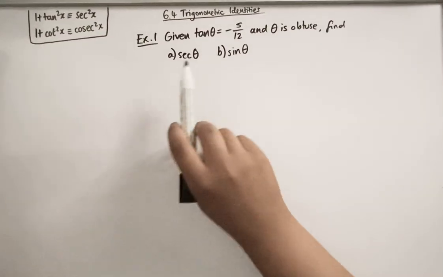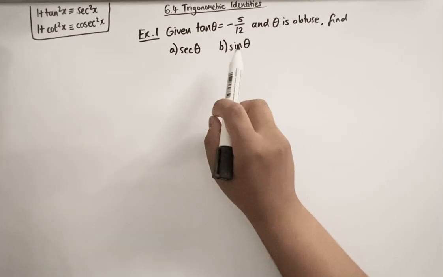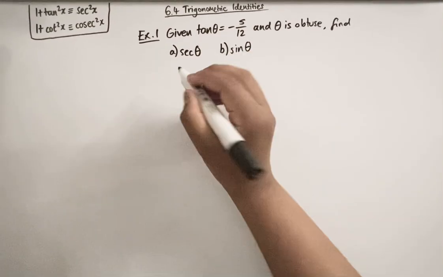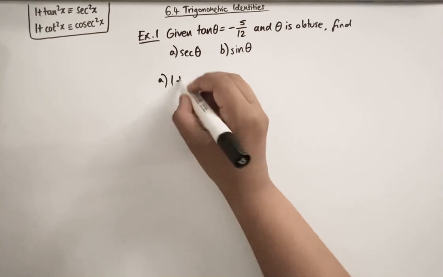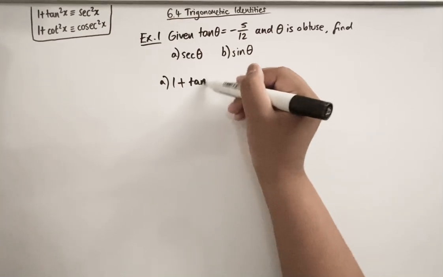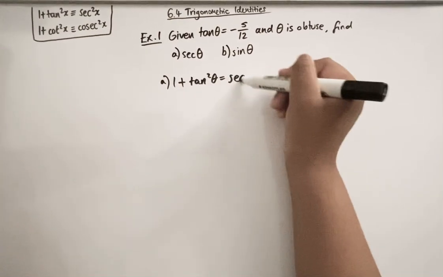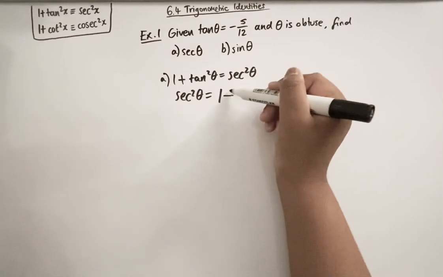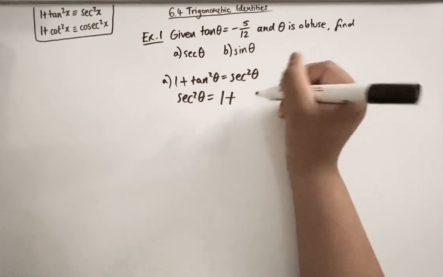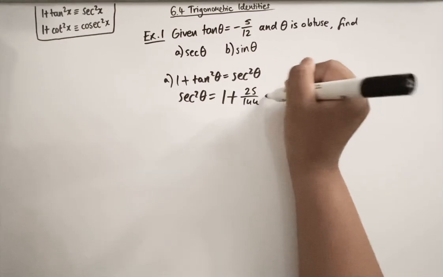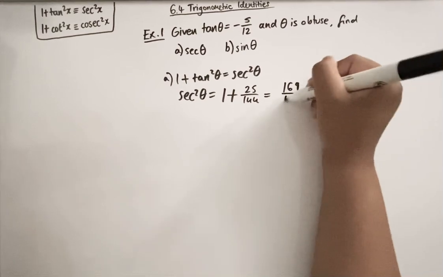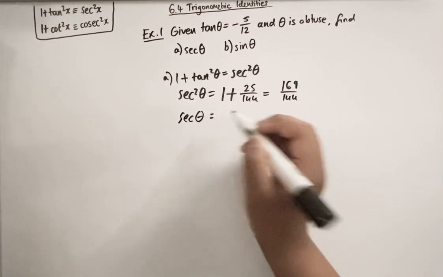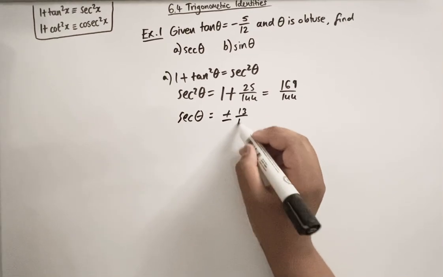Let's do an example. Given tan theta equals negative 5 over 12 and that theta is obtuse, find sec theta and sine theta. We know that 1 plus tan squared theta is equal to sec squared theta. So sec squared theta is equal to 1 plus negative 5 over 12 squared, which is 25 over 144. And so we get 169 over 144. Taking the plus minus square root, we get sec theta is equal to plus or minus 13 over 12.